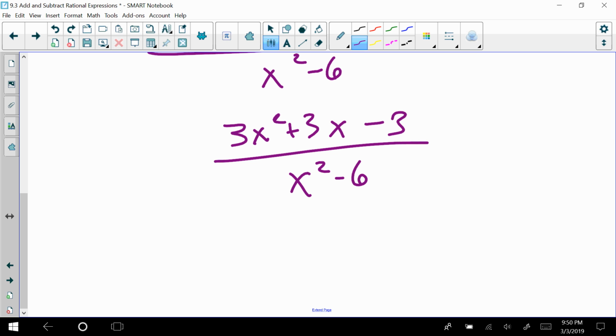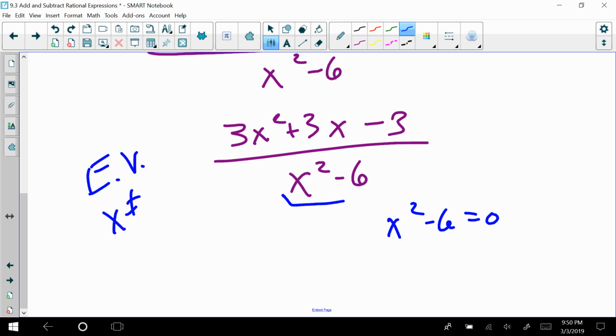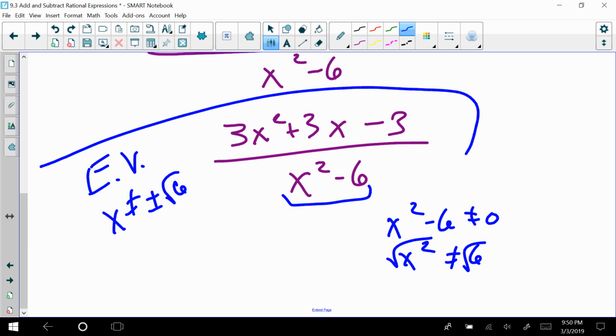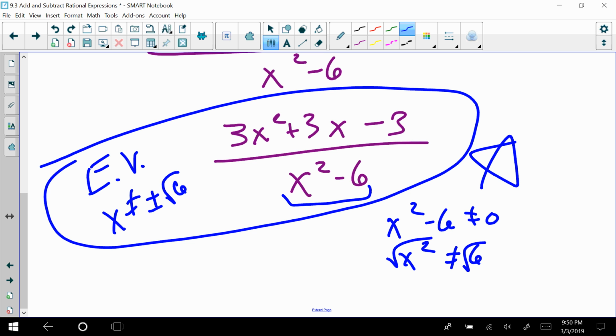Does the top factor at all? I don't think so, but I need to state my excluded values. X cannot be, well, let's see here. That's x squared minus 6 equals 0. Taking the bottom, setting it equal to 0. So x squared cannot be 6, square root of that. X just can't be plus or minus radical 6. And there I have it.